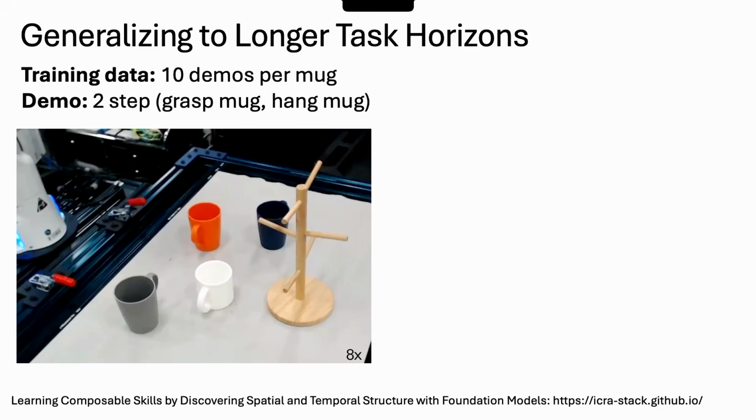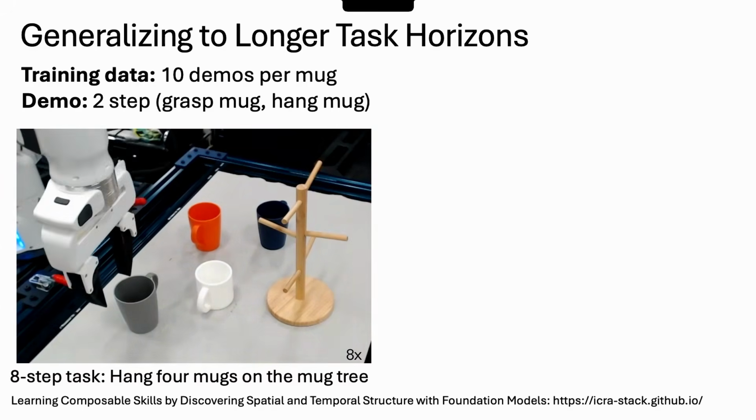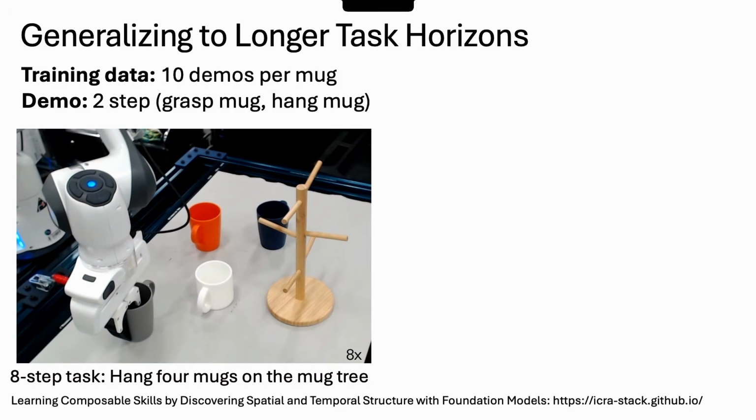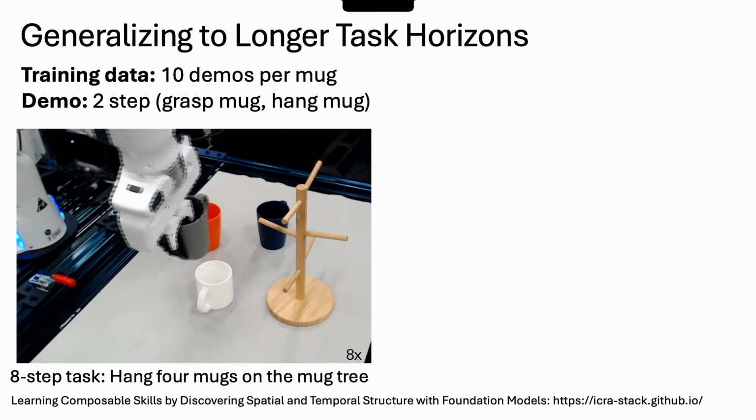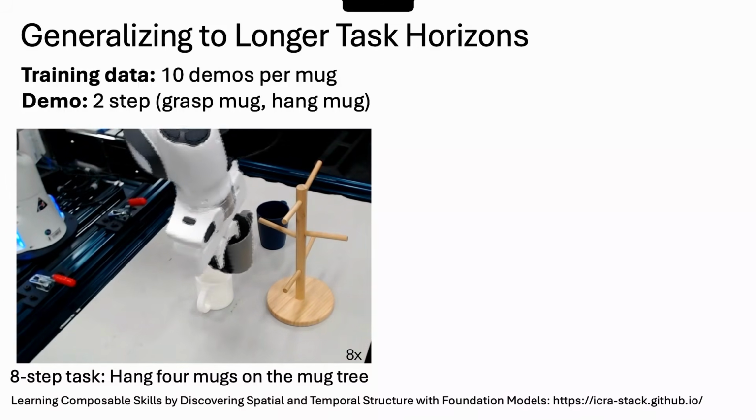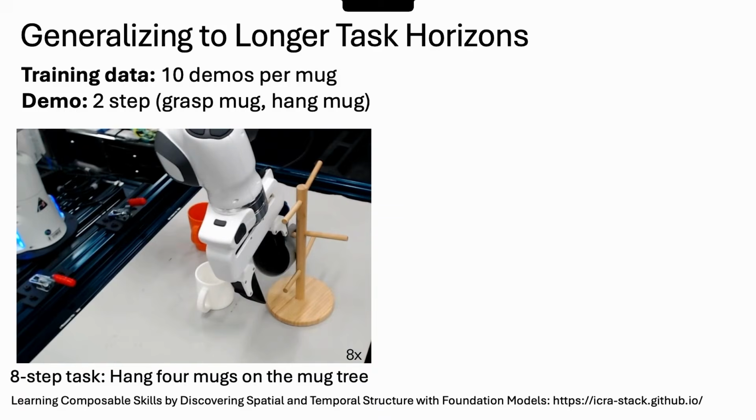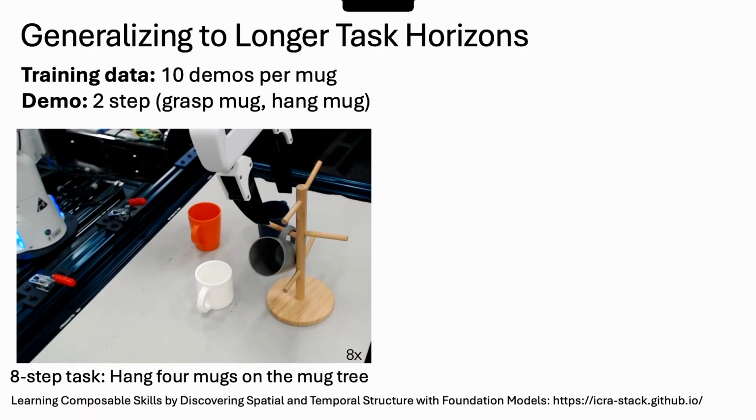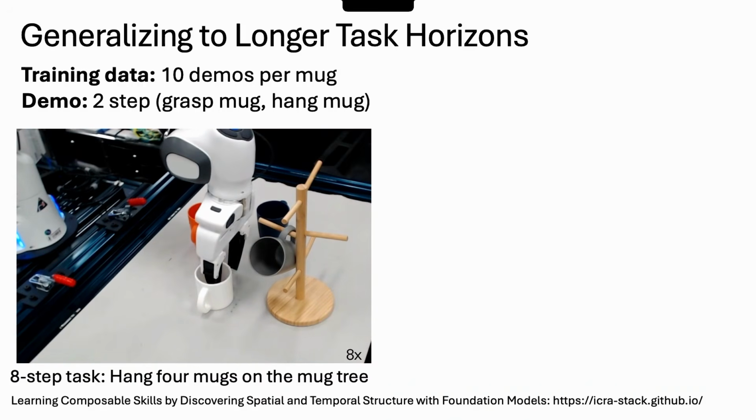But now if you have to hang all the mugs onto the mug tree, you not only need to be proficient in hanging a single mug, but also need to make some plan about which mug should go onto which branch, right? And also the order of them, so that you make sure that a future hung mug won't be colliding with the existing mug.